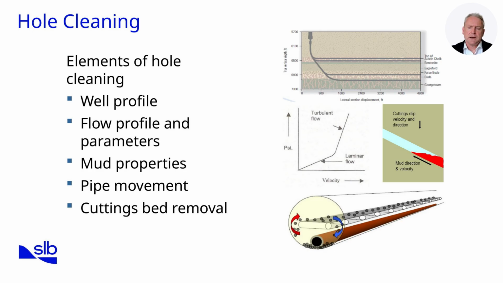Next, we consider pipe movement. Drill string rotation and reciprocation disturb settled beds and increase turbulence, particularly in deviated wells. This mechanical assistance is often necessary when circulation alone is insufficient. Finally, cuttings bed removal must be actively managed. If neglected, accumulation leads to increased torque, drag, and risks of stuck pipe, severely impacting drilling efficiency.